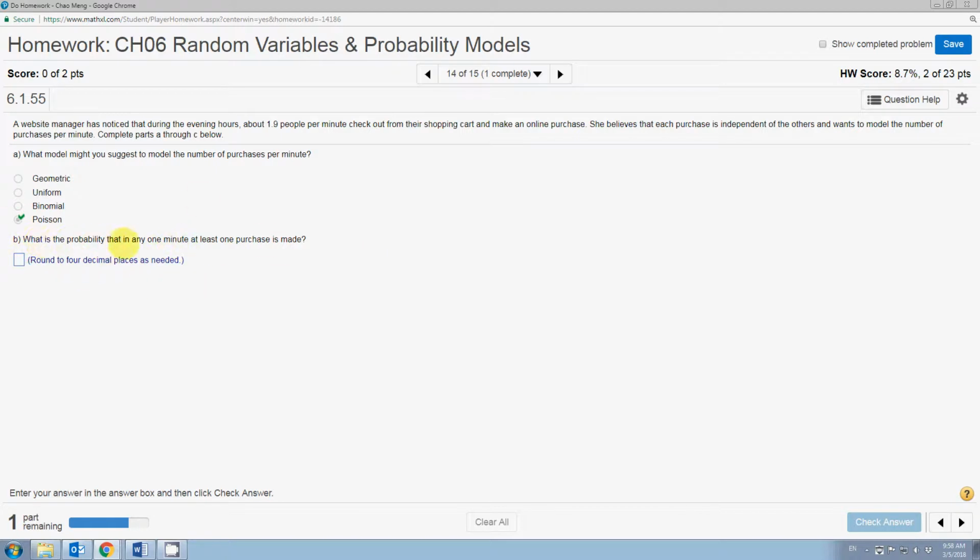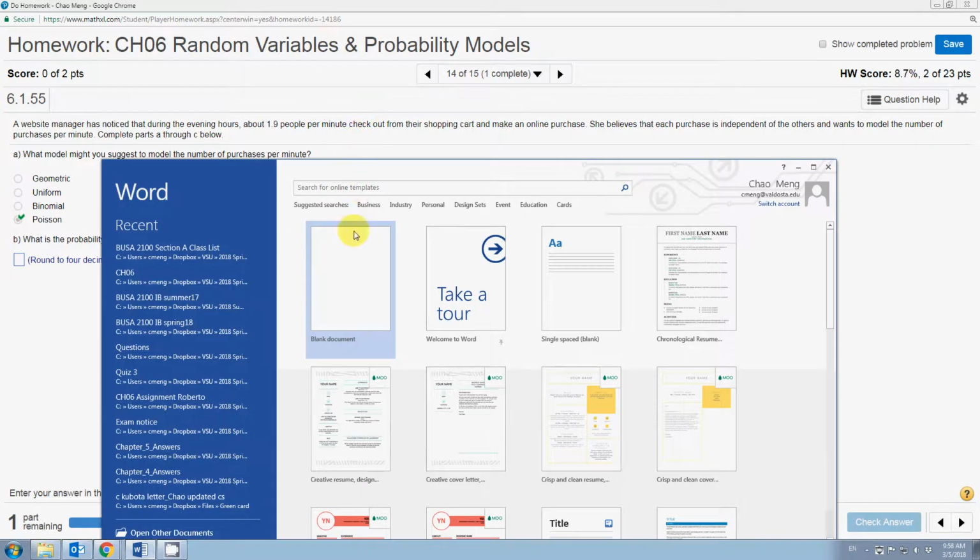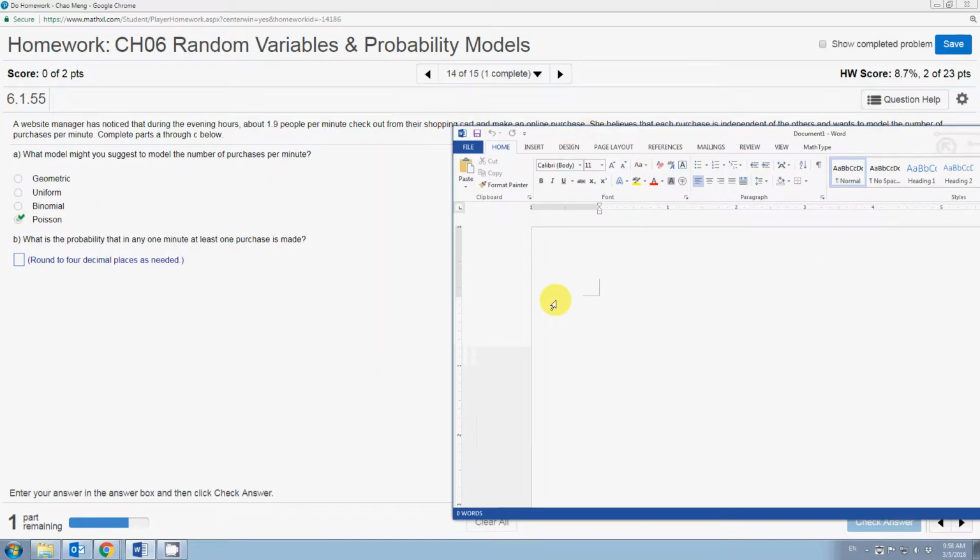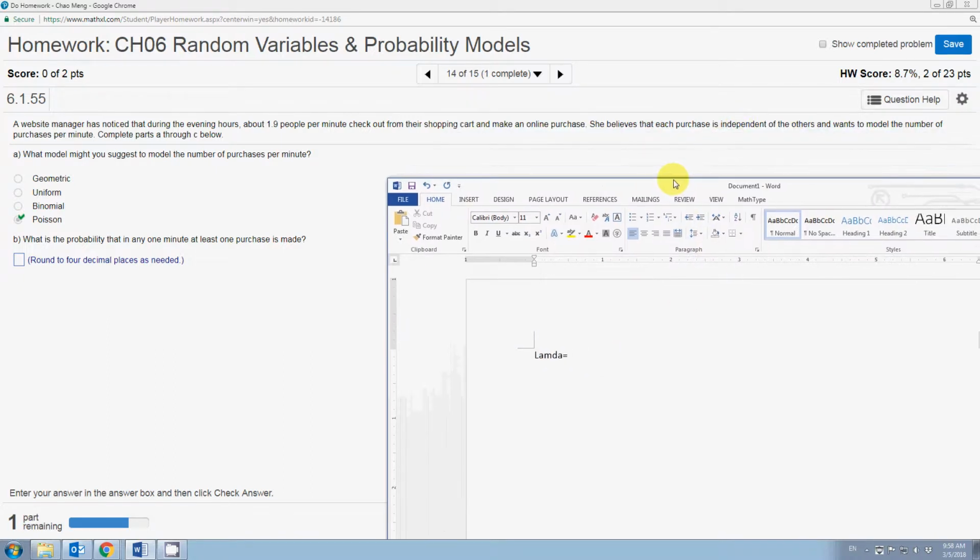So part B: what's the probability that in any 1 minute at least one purchase is made? We know for the Poisson distribution, we have one parameter, which is lambda. Lambda is the average arrival rate. In this question, for 1 minute it is 1.9, so lambda is 1.9.